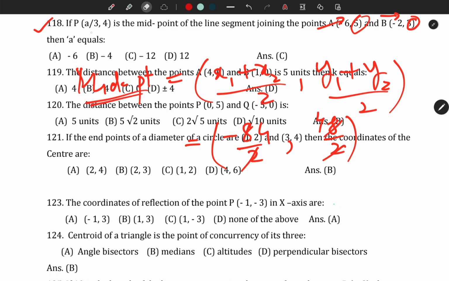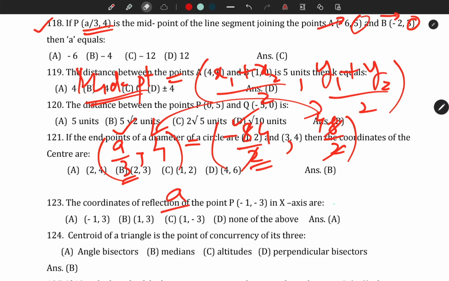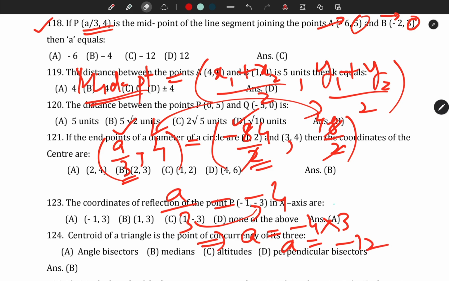But the midpoint is already given, here the midpoint is given to be a by 3 comma 4. Now that means this a by 3 should be equal to minus 4 and this 4 should be equal to 4, which is already correct. So we'll write a by 3 equals minus 4. If we cross multiply, a will be minus 4 multiplied by 3. So a will be minus 12. So the correct option is C, minus 12.